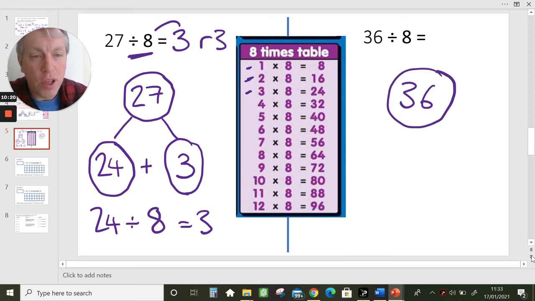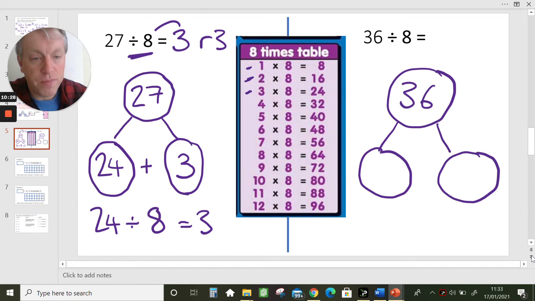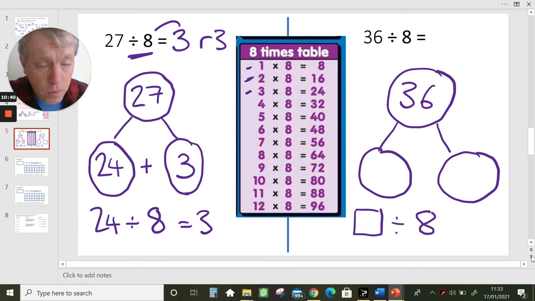36 divided by 8, we're splitting the 36. Have a go. You try this one. See if you can fill in the part-whole model. Have a go. Did you have a go? I hope so. 36 divided by 8. We're counting up on our 8s.